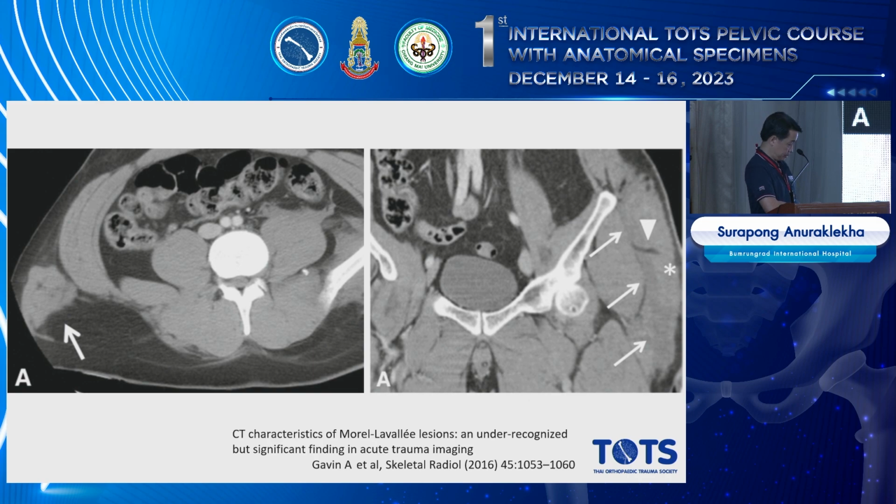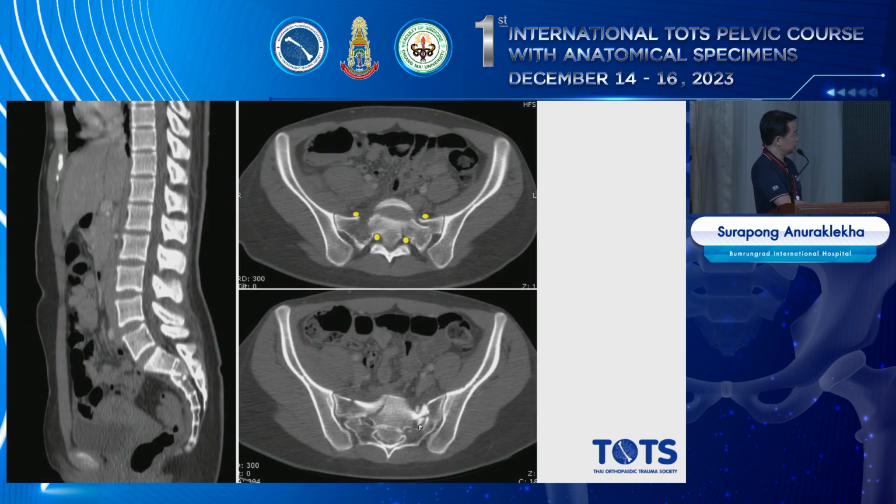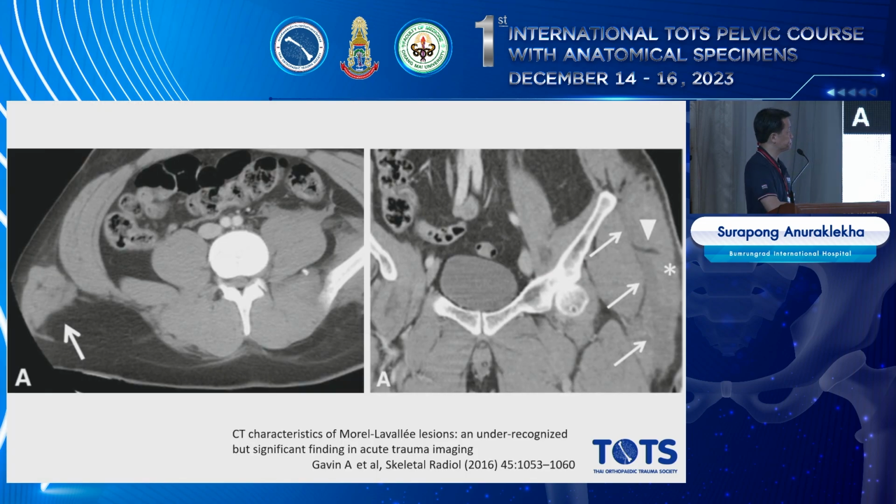And here you can see that there is a fragment. The fragment here in the S1 traps the S1 nerve root, and this is where you may need to attack during the surgery as well. So this is the information that you will get from the CAT scan rather than just the bone itself.